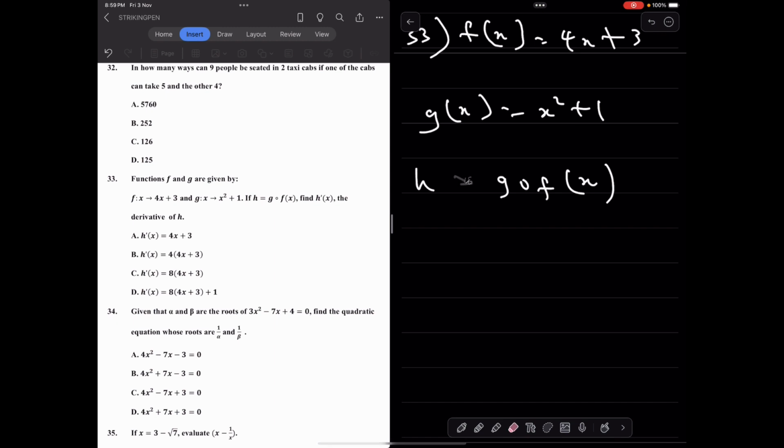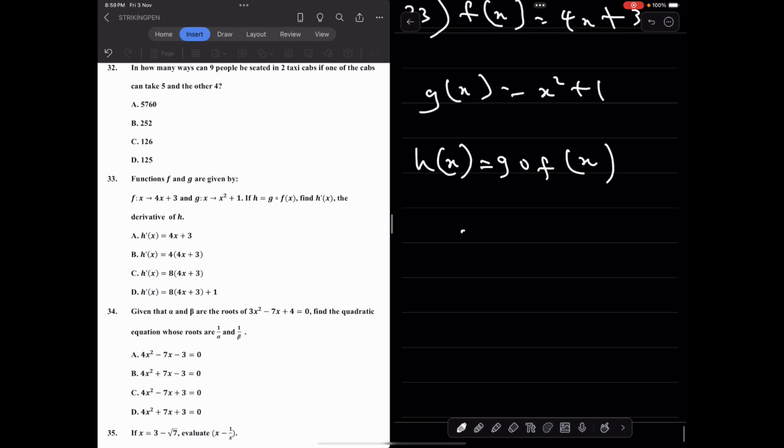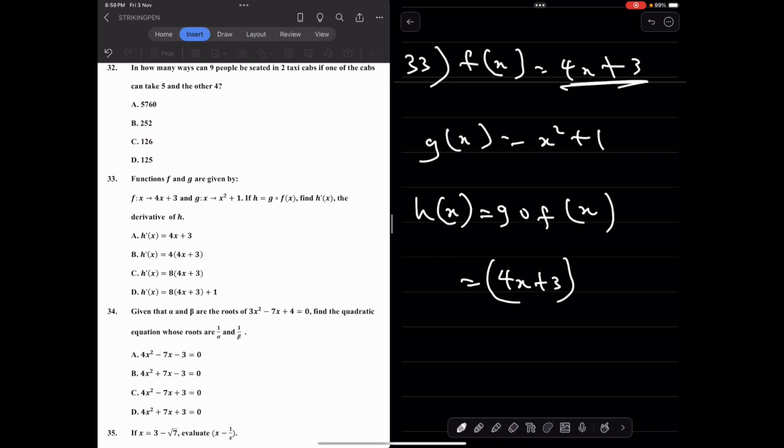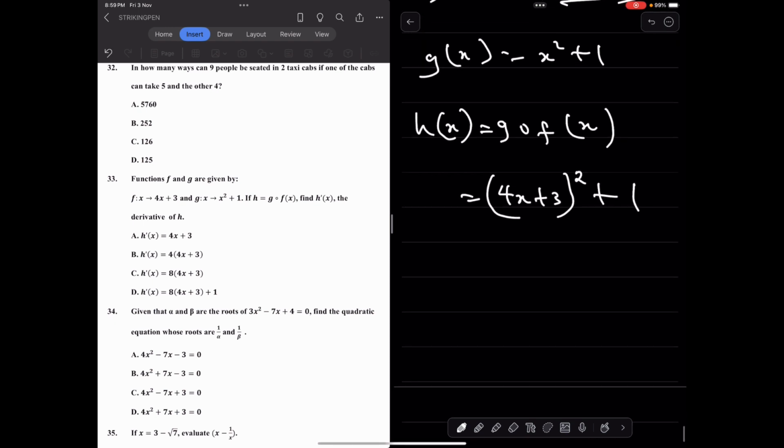This is actually h of x equals g of f of x. So that simply means wherever we see x in g of x, we'll put f of x, and g of x is x squared plus 1. So that means 4x plus 3. We'll write f of x wherever we see x in g of x. So that would be 4x plus 3 all squared plus 1. That's g of f of x.